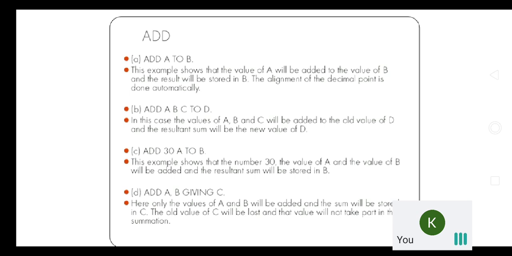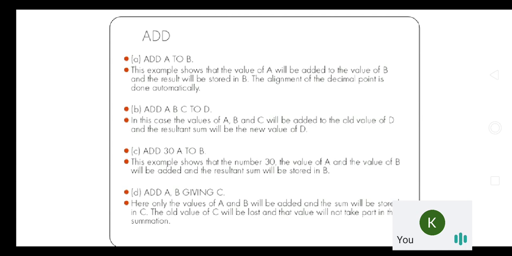I'm moving to the next example now. Add 30 comma A to B. We don't actually have a comma here, but in this example we have add 30, then a space, and then the identifier capital A to B. So this is going to be the example.